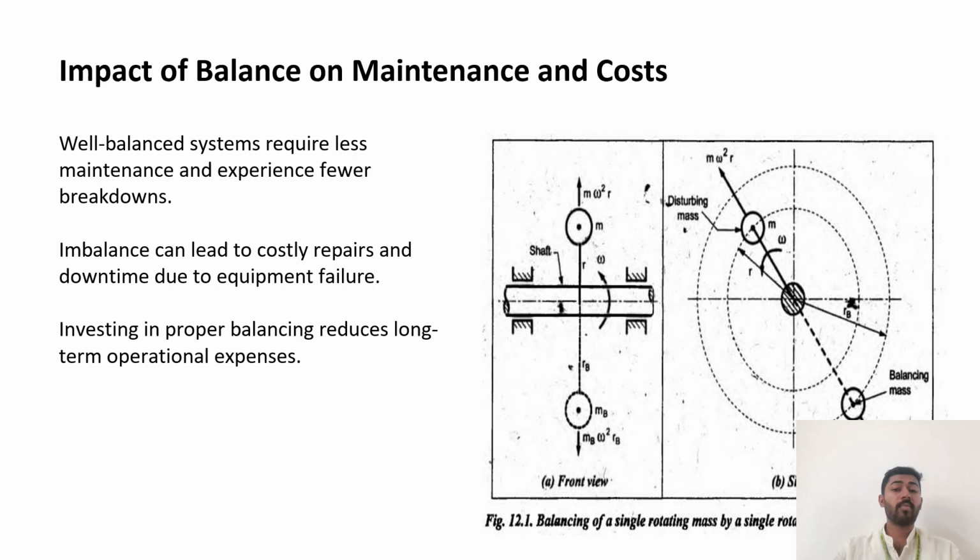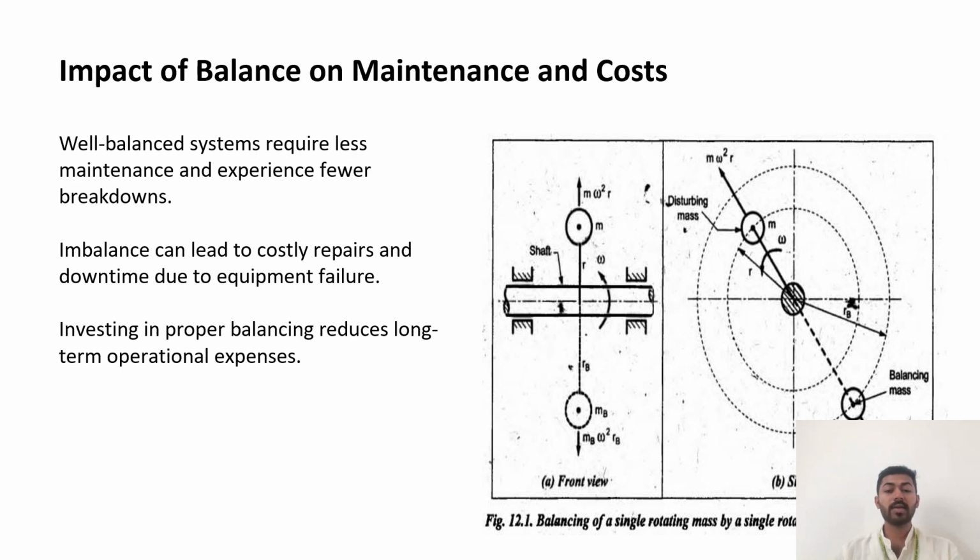Impact of balance on maintenance and cost. Well balanced systems require less maintenance and experience fewer breakdowns. Imbalance can lead to costly repairs and downtime due to equipment failures. In an unbalanced system, because of vibrations or instability, the repair is costly and there is downtime due to equipment failure. Investing in proper balancing reduces long-term operational expenses.